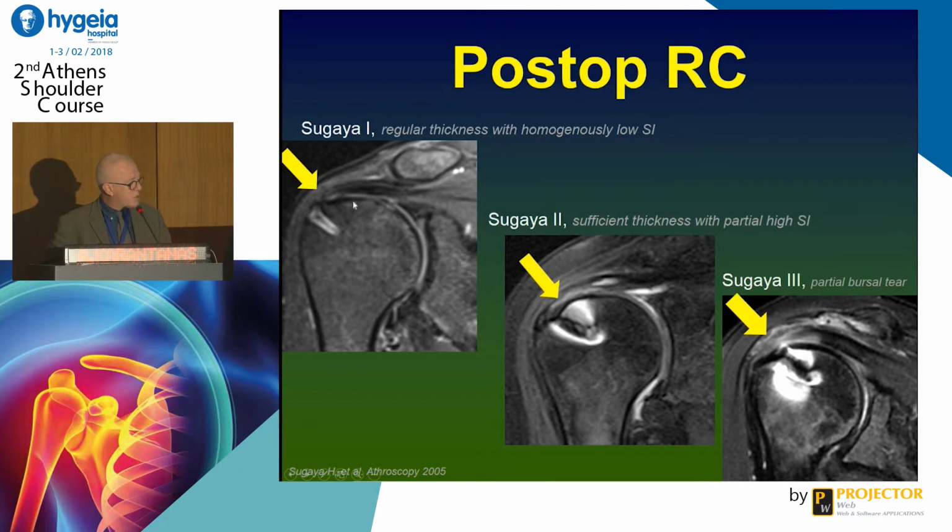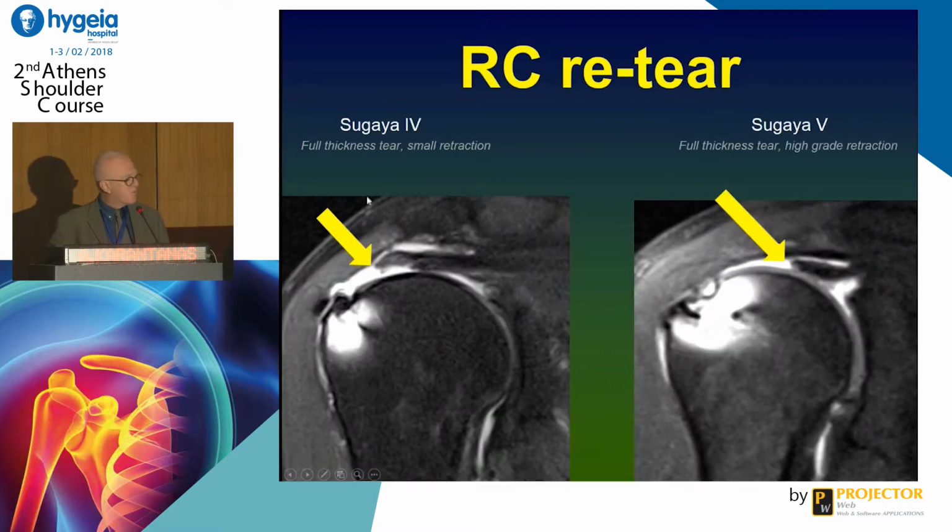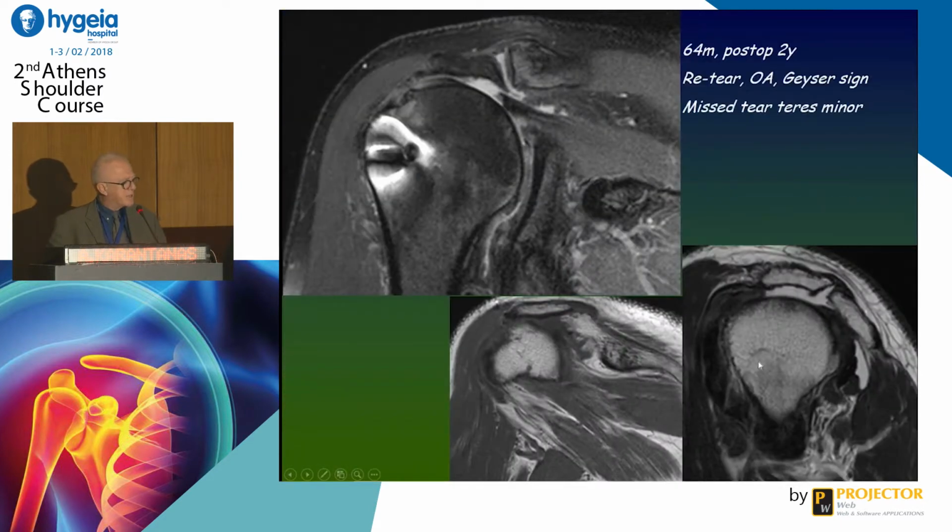So Sugaya 1 shows a normal tendon, low signal intensity, normal morphology. We need to use fat-suppressed images always. In Sugaya 2, we have some intratendinous signal. These 2 stages usually are not symptomatic. We have more symptomatic patients with stage 3, where we have more high signal with some defect on the bursal side. This is a partial tear, whereas in stage 4 with small retraction, and in stage 5 with high-grade retraction of the torn tendon, we do have lots of symptomatic patients.